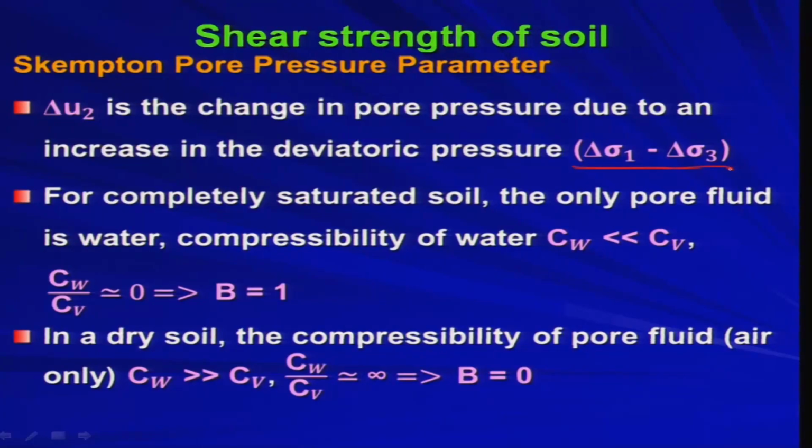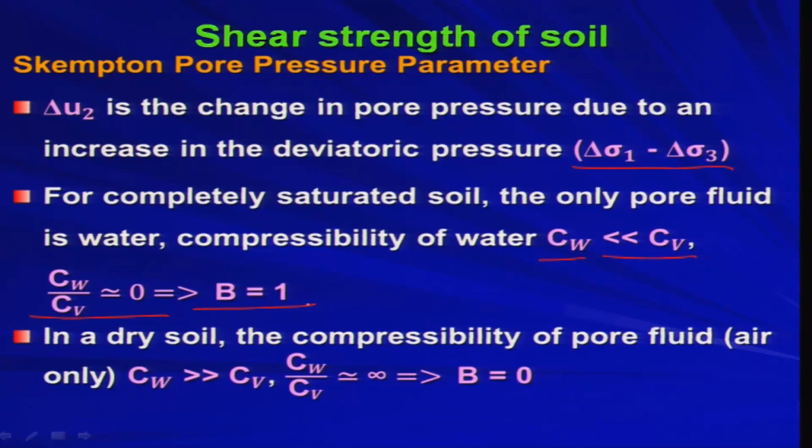Now, for completely saturated soil, the only pore fluid is water, agreed, and the compressibility of water, Cw, is very much less than Cv, the volume compressibility of the soil skeleton. Therefore, I can write Cw by Cv is approximately equal to 0, because water is incompressible and the only pore fluid in saturated soil is water. So if water is completely incompressible, then Cw by Cv is approximately 0, which gives me B equal to 1, if you see the previous expressions.